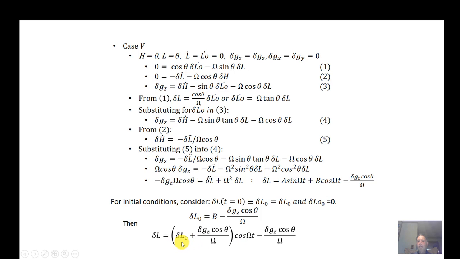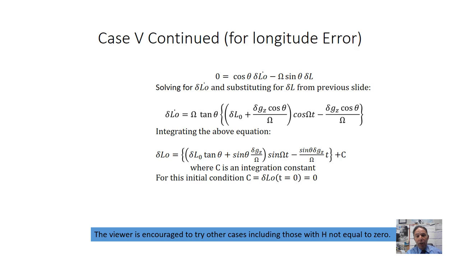Because we have an initial condition in latitude, we have delta L0 plus delta GZ over omega times cosine latitude times cosine of omega t, which is again a sinusoid at diurnal periodicity. And we have this bias term due to the z-gyro bias, and now it's multiplied by the cosine of the latitude of this trajectory. There's a continuation of case 5 to solve for longitude error.